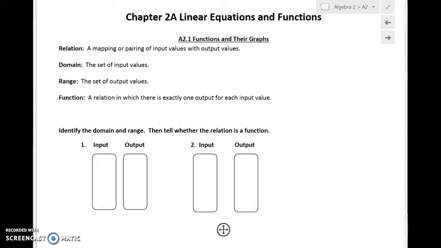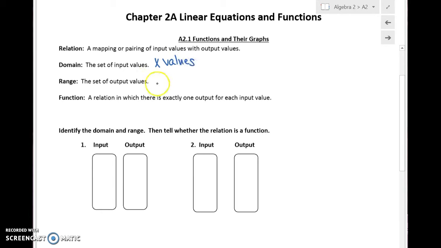Okay, we are going to start looking at linear equations and functions. First, we're going to talk about a relation, and when is a relation a function and when is a relation not a function. A relation is a mapping or pairing of input values with output values, basically a pairing of x's and y's. The domain is the set of input values, the x values.